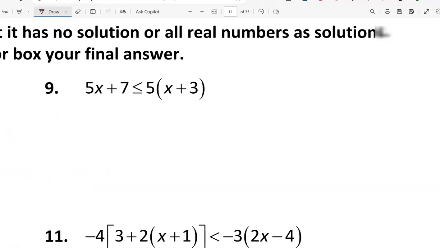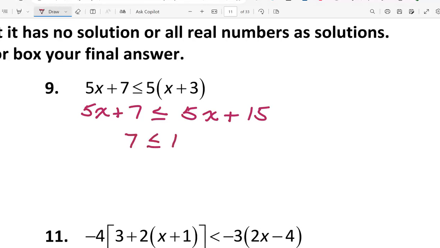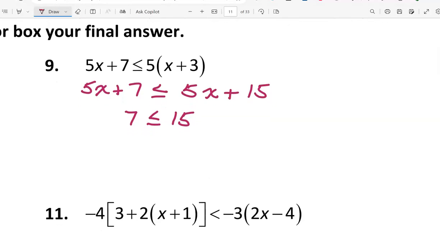In number 9, we have 5x plus 7 is less than or equal to, and we'll use the distributive property on the right side to write 5x plus 15. Subtract 5x from both sides, and we get the statement that 7 is less than or equal to 15. That is a statement that is always true. 7 is less than or equal to 15. So if that is always true, then the solution is all real numbers.